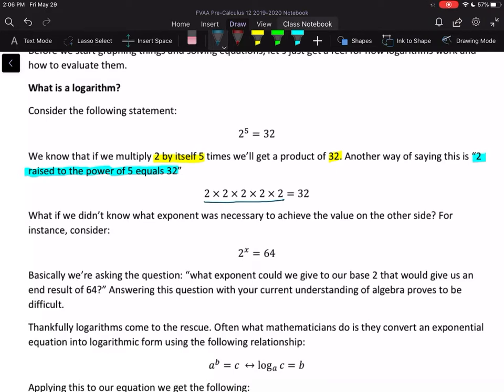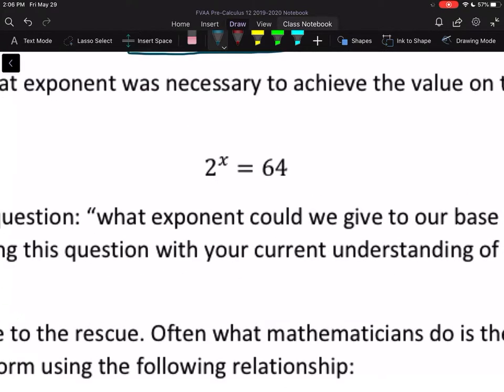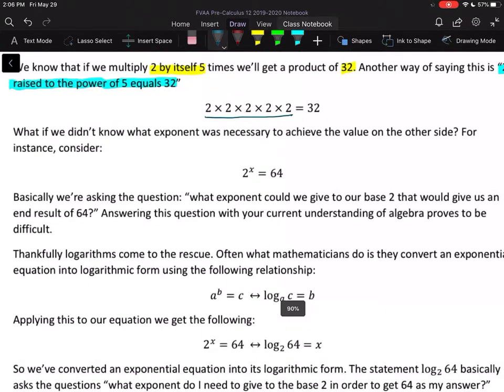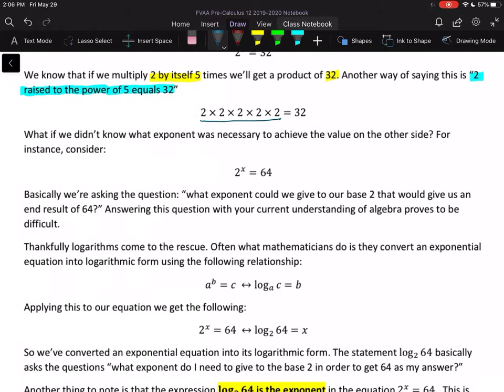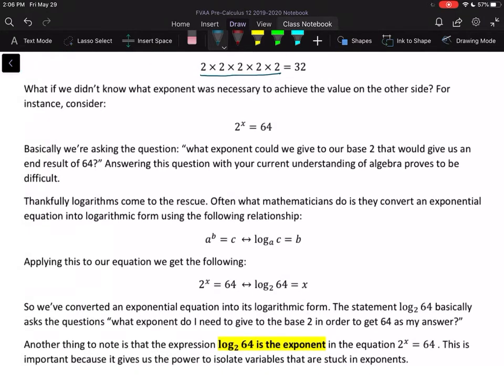For instance, consider this equation. 2 to the x is equal to 64. Basically, we're asking the question, what exponent could we give to our base 2 that would give us an end result of 64? Answering this question with your current understanding of algebra proves to be difficult. Thankfully, logarithms come to the rescue, often with mathematicians.